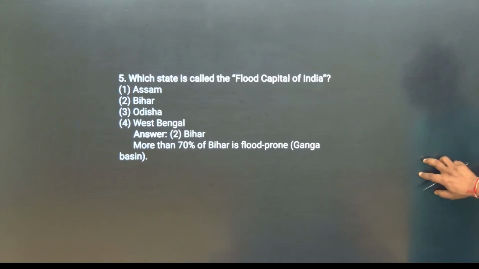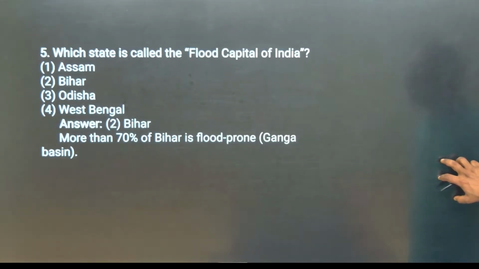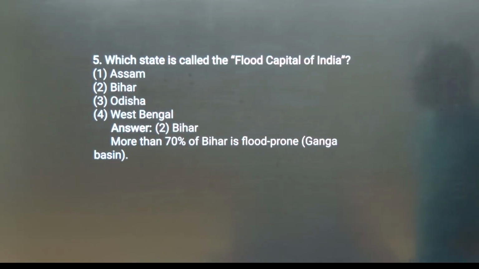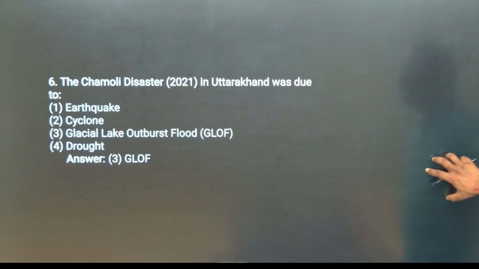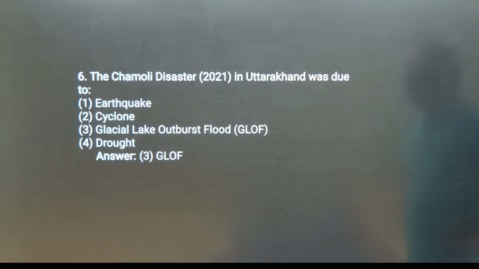Which state is called the flood capital of India? Bihar. More than 70% of Bihar is flood prone area. The Chamoli disaster of 2021 in Uttarakhand was due to GLOF, glacial lake outburst flood.